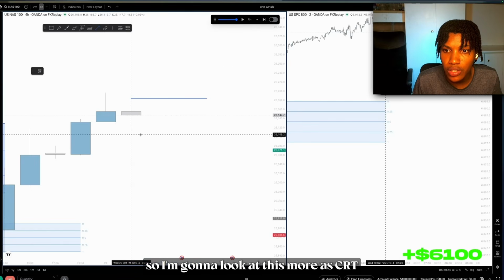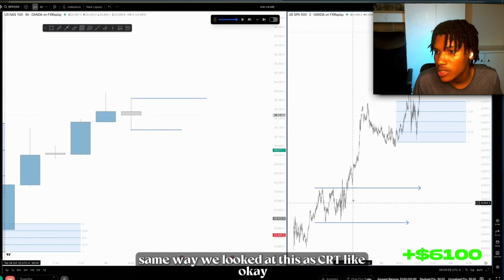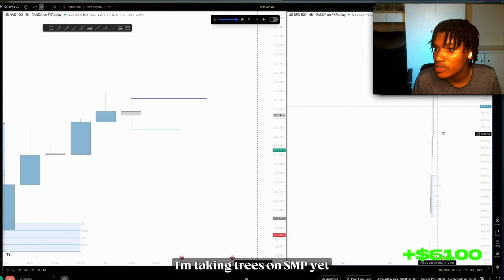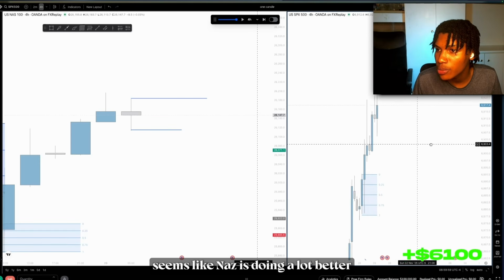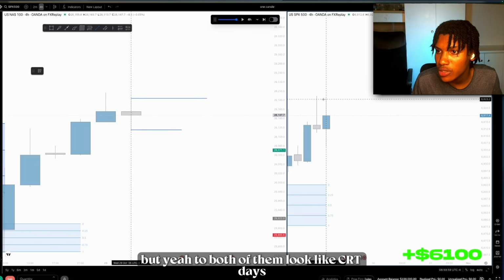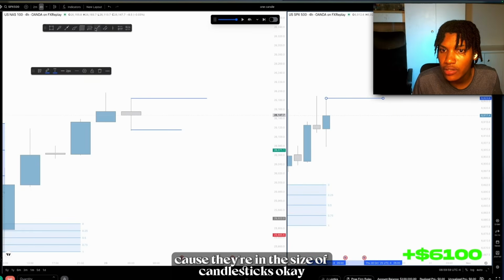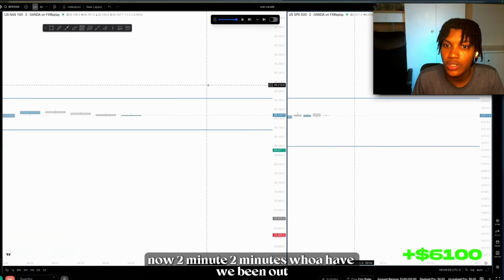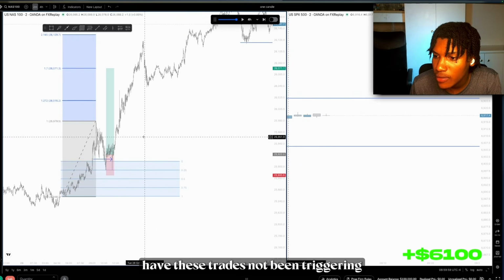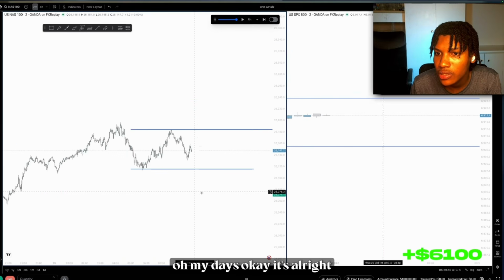So I'm going to look at this more as CRT. Same way we looked at this as CRT. Okay. I'm not taking trades on S&P yet. It seems like NAS is doing a lot better. But yeah, both of them look like CRT days because they're indecisive candlesticks. Okay. Now 2 minute. Whoa, have these trades not been triggering? Oh my days. Okay, it's alright.